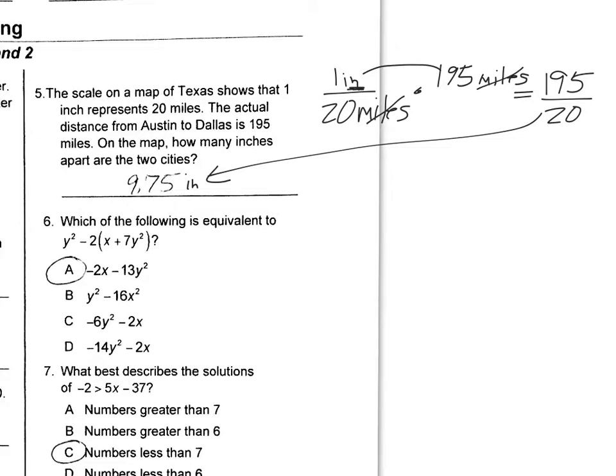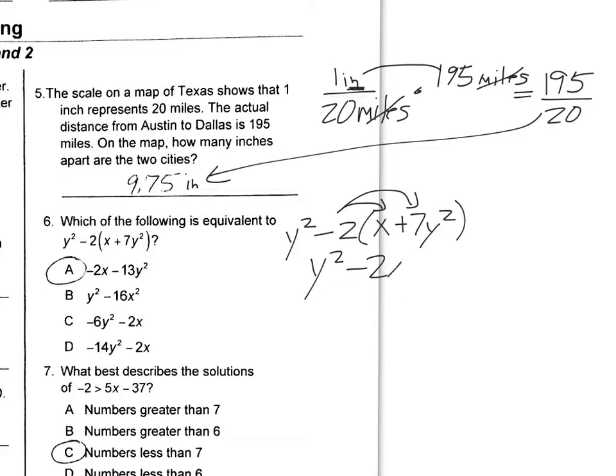Okay. Question 6, which of the following is equivalent to? Okay, so this is simplifying. So we have y squared minus 2 parentheses x plus 7y squared. So we do distributive property here. So that's y squared minus 2x. Negative 2 times 7 is negative 14y squared.